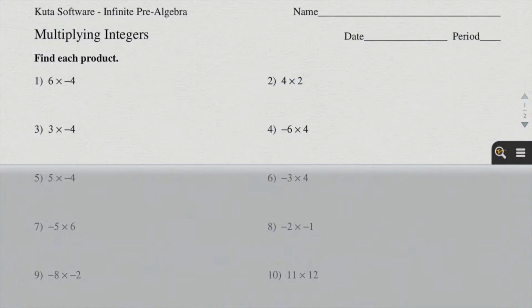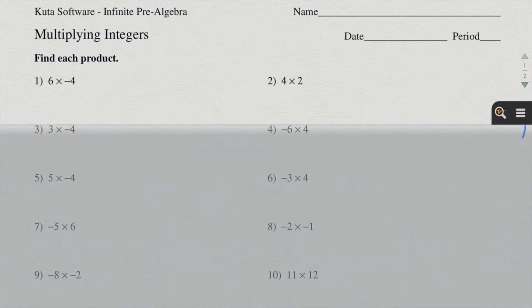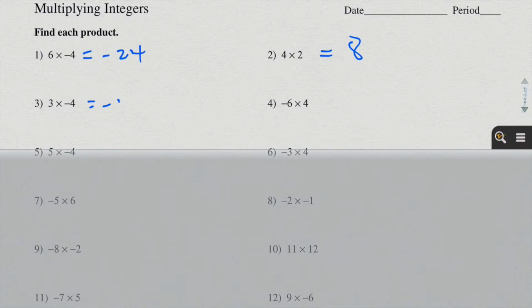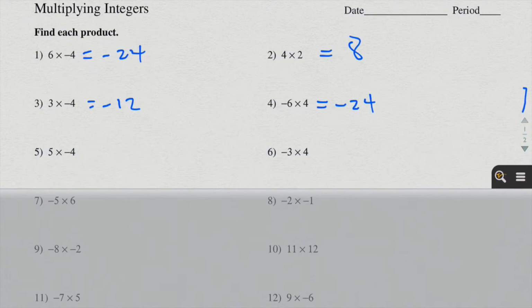6 times negative 4, because it's a positive times a negative, is going to give us a negative 24. Number 2, 4 times 2 is 8. Both positive, so our answer is going to be positive. Number 3, 3 times negative 4 is equal to negative 12. Number 4, negative 6 times 4, negative times a positive gives us negative 24. Number 5, 5 times negative 4, positive and a negative gives us negative 20. Negative 3 times positive 4 gives us negative 12.